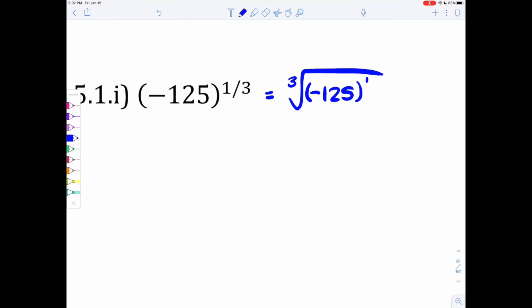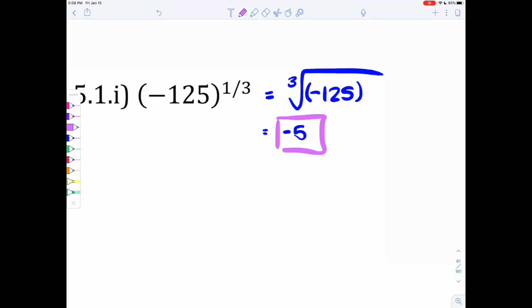But if this was taken to the power of 2 or something like that, it's important to have these brackets here. So I'm going to include them, even though that power of 1 doesn't actually change my answer at all. But just in case this was like a 2 or a 3 or a 17. Now, what's the cube root of negative 125? Well, I know the cube root of positive 125. That's just 5. So negative 5 times negative 5 times negative 5 would be my cube, so negative 5 would be the cube root of negative 125.